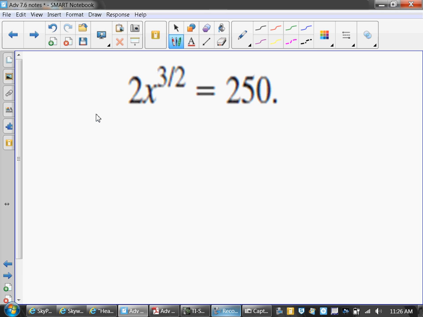2x to the 3 halves equals 250. First thing you have to do is get x by itself. So that means you have to do what? All right, divide by 2. What's half of 250? Good.